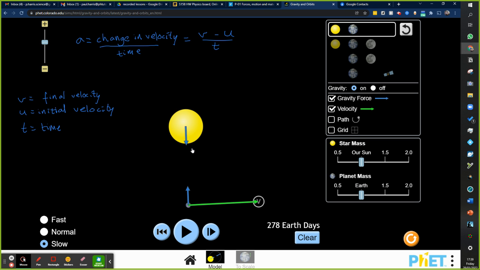We're going to try to prove this using our basic understanding of what acceleration is. So acceleration is the change in velocity over the time, which is the final velocity minus the initial velocity divided by time. And we're going to try to show that that would be in the direction of the star, in the center of the circle. So to do that, we need to know how to subtract and add vectors.